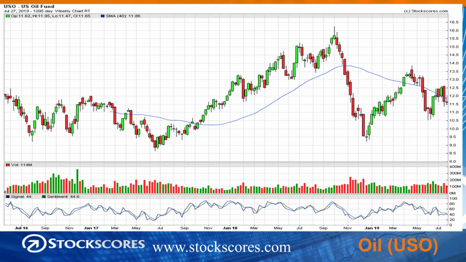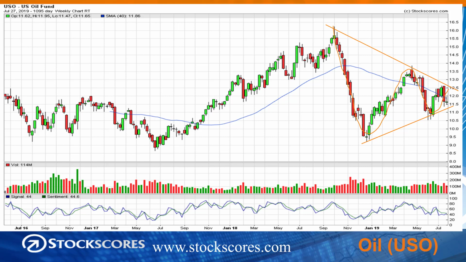On to oil, and it is in what we call a pennant pattern. You can see I can draw a line across the tops and bottoms. And what really is happening is volatility is diminishing. With each cycle up and down, you can see we're compressing in terms of the price range that the market is trading in.